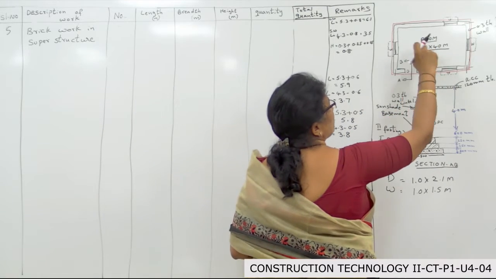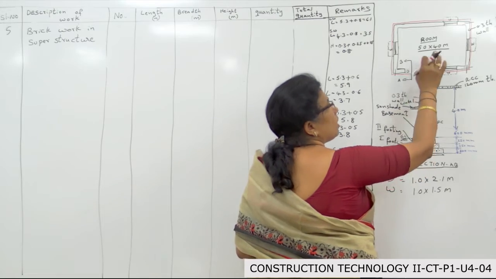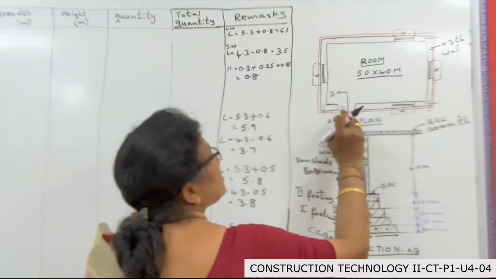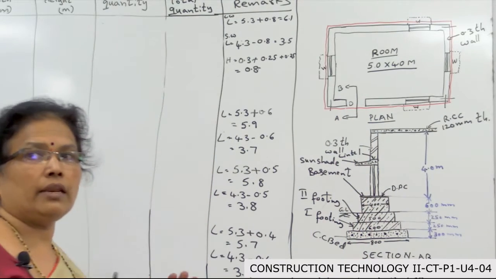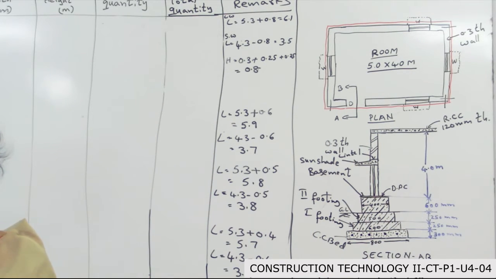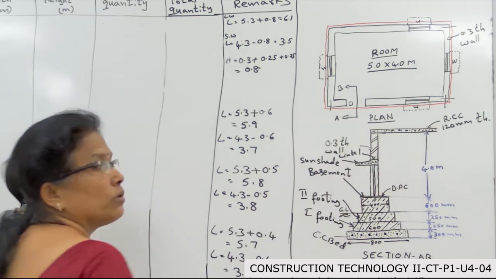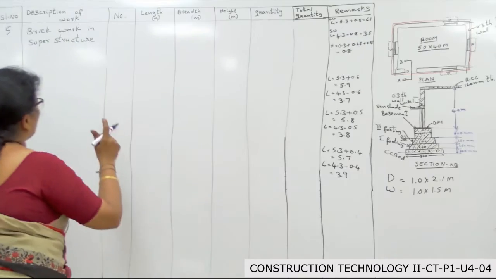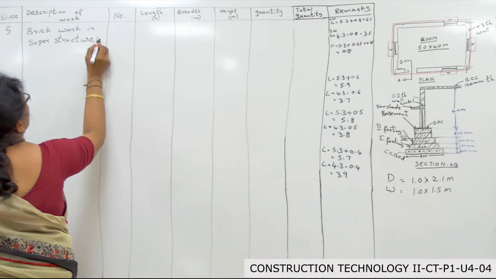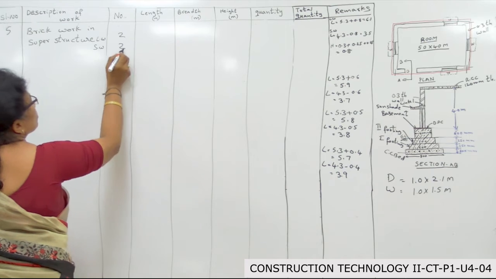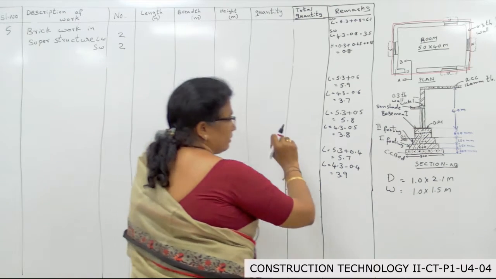Now next item is brickwork in superstructure. For this, you have to calculate the total brickwork for all the walls, long wall and short wall. Then, where the windows and doors are placed, there you will not have brickwork. So first you have to take the total quantity. Then from that you have to deduct the doors and windows. Let us see how we'll do.